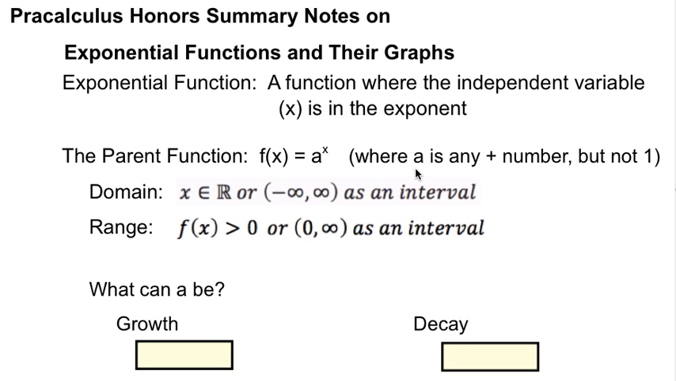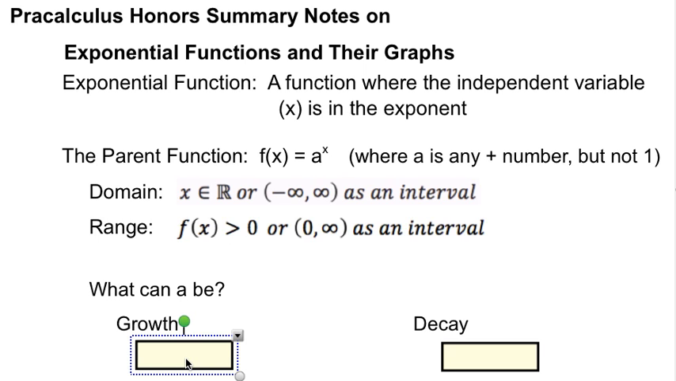So let's think a little bit more about what a can be. We already said a has to be a positive number, but not equal to 1. So it eliminates 0 and everything in the negatives. However, there are two possibilities here. We could have a situation where we have what's known as exponential growth, and that's where our function will be going up as we go to the right.